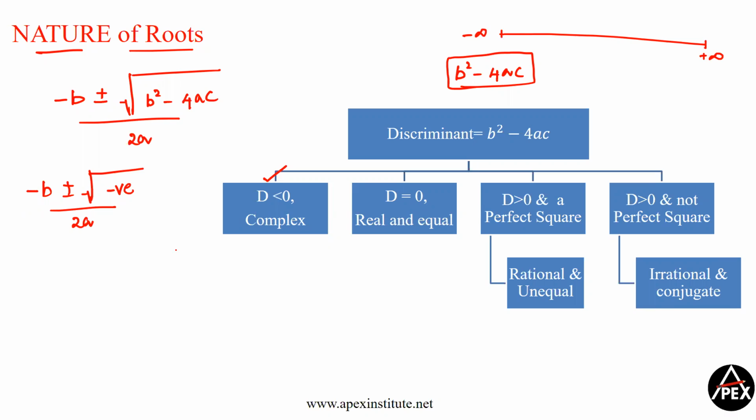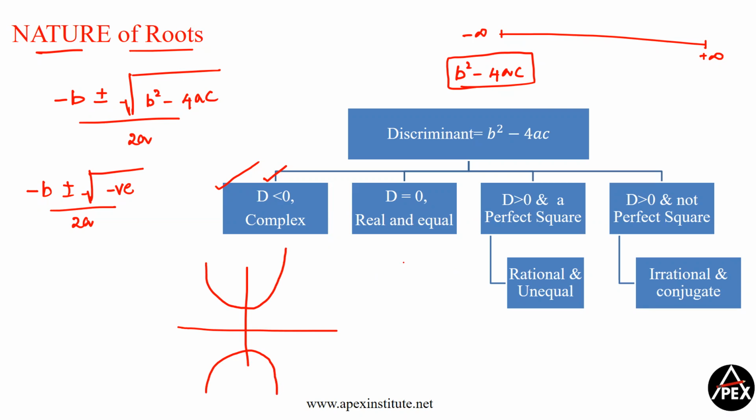Whenever the discriminant is less than 0, or if the discriminant is negative, both the roots will be complex, or there will not be any real roots of the quadratic equation. And we have discussed that the graph of a quadratic equation will be a parabola. It can be an upward facing parabola or downward facing parabola. Now when there are no real roots, the parabola will be either like this or like this.